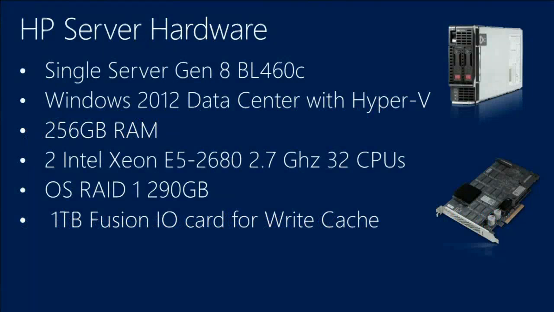We did have a full C7000 chassis loaded with Gen 8 blades, but for a single server test and the time I had, I could only get by with doing one blade. I used Windows Server 2012 Datacenter for the host with the Hyper-V role enabled. The blade was fully loaded with 256 gig of RAM, and the procs were E5-2680. So not exactly the latest and greatest, but not old either at that point. We had a single RAID 1 of 290 gig for the host and for everything, and we had a 1 terabyte Fusion-io card that we used for storage of all the write cache files.